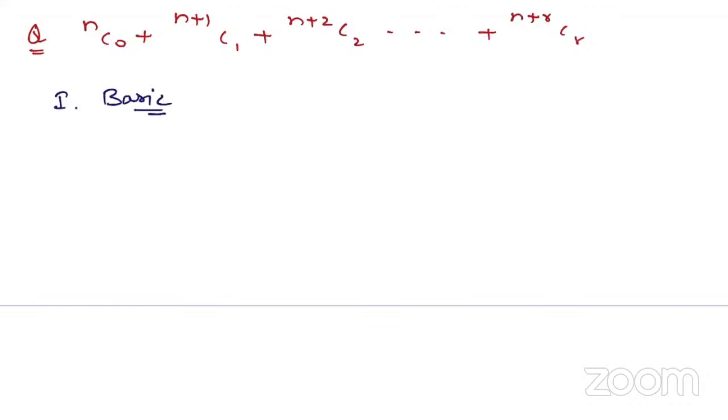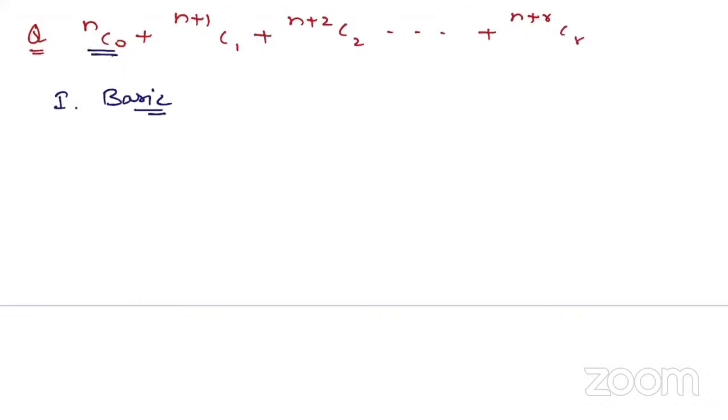So question: nC0 plus n+1 C1 plus n+2 C2 up to n+r Cr, इसकी वैल्यू निकालनी है. We have two different methods to solve this, right? Going with the first one, the basic method.